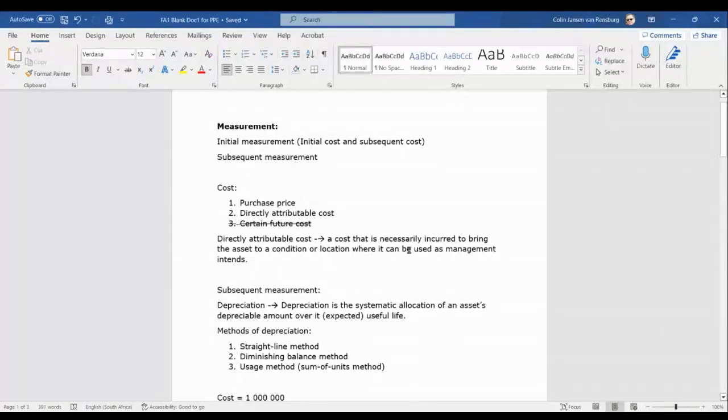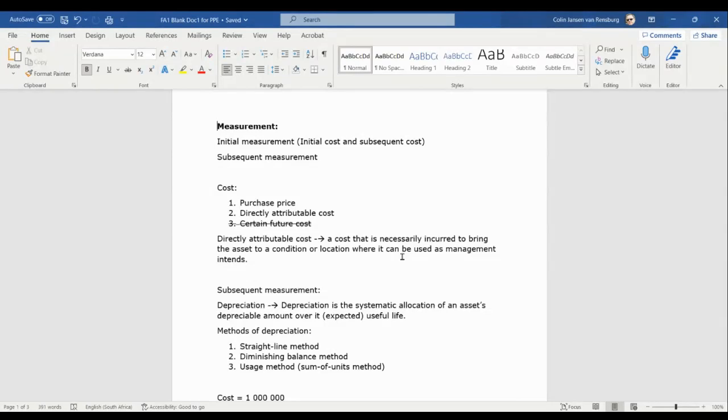Where it can be used as management intends, right? So it's a cost that is necessarily incurred to bring the asset to either a condition or a location where it can be used as management intends. Now, what management intended with inventory, you will remember, is to resell it, to sell it to their customers. In the case of property, plant, and equipment, it will obviously be something different, but it will all depend on the kind of property, plant, and equipment.